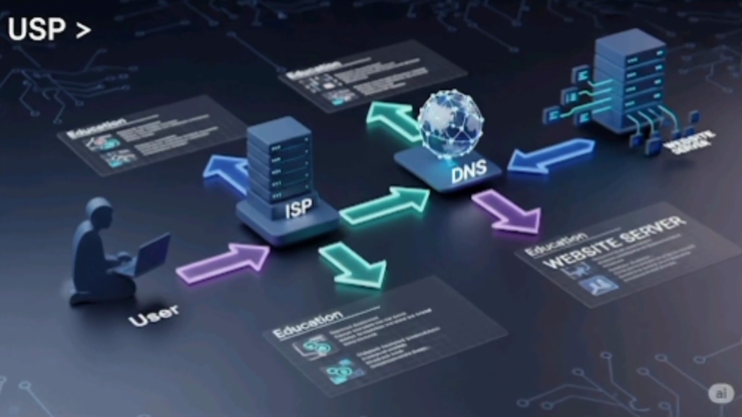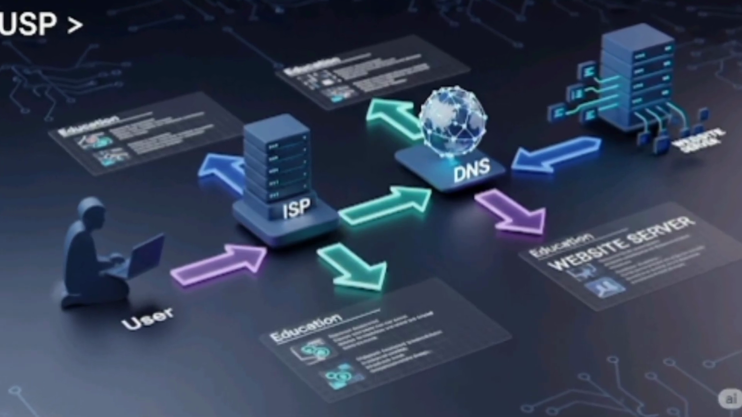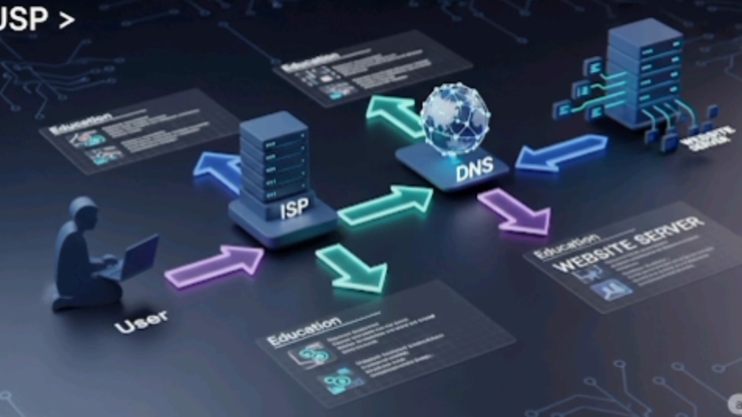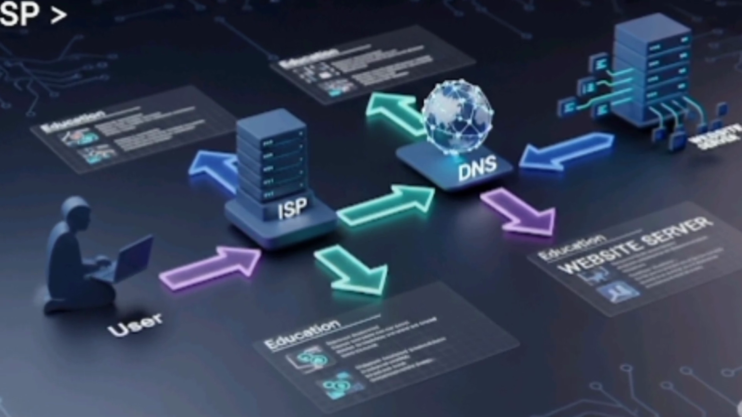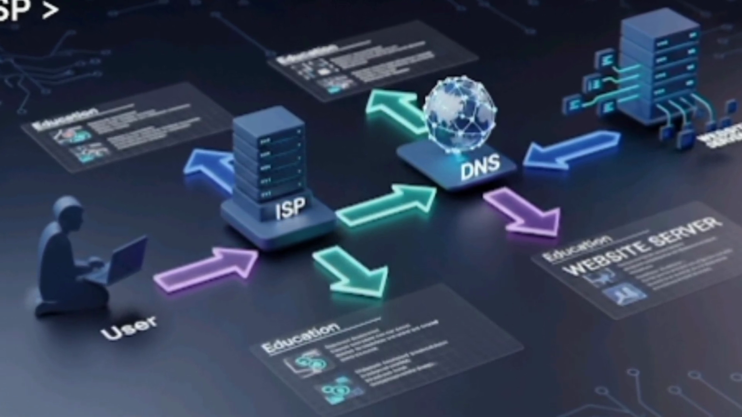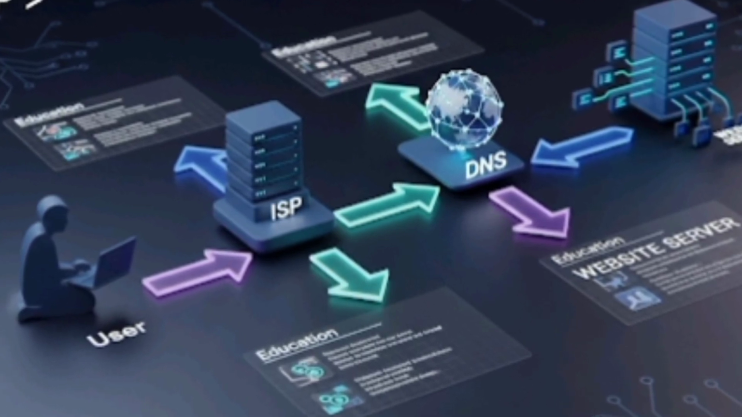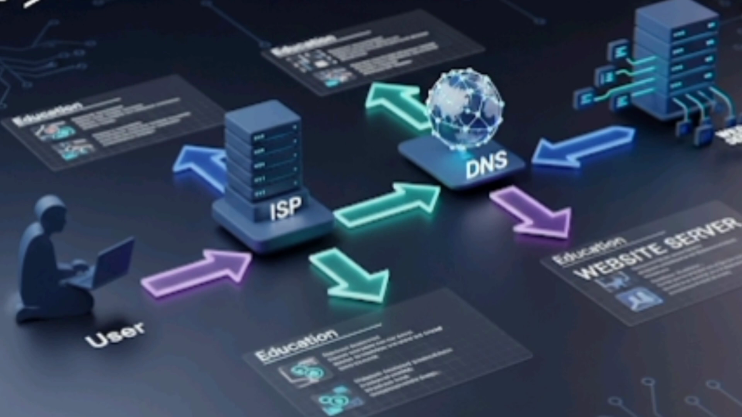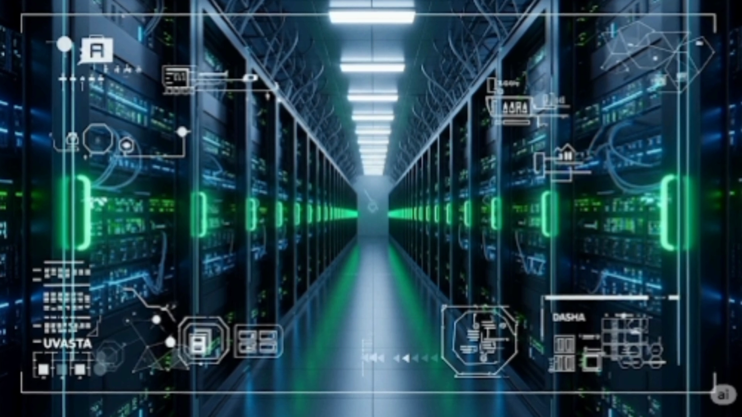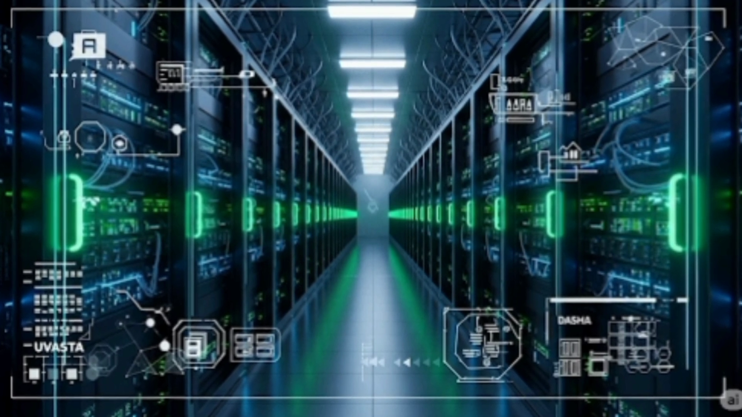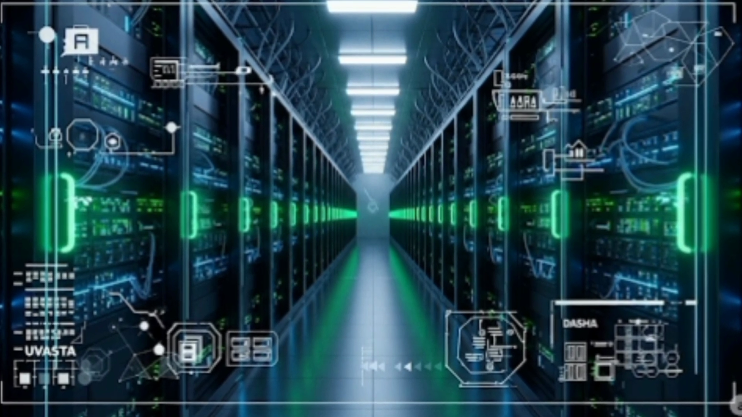Part 4. How your device connects, ISP and DNS. At home, you connect through an ISP, an internet service provider. They link you to the global network. But when you type youtube.com in your browser, your device doesn't understand names. It understands numbers called IP addresses. That's where DNS, domain name system, comes in. It's like the phone book of the internet, turning website names into IP addresses so your device knows where to go.